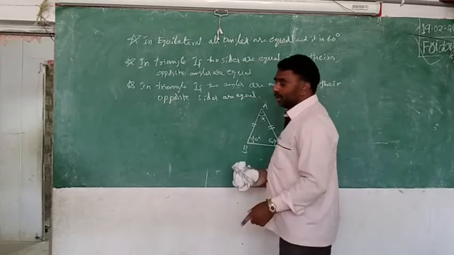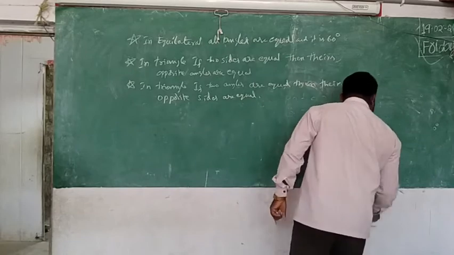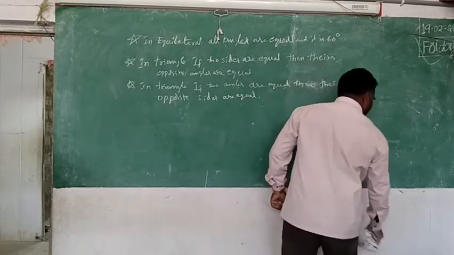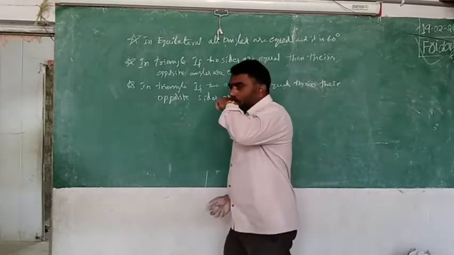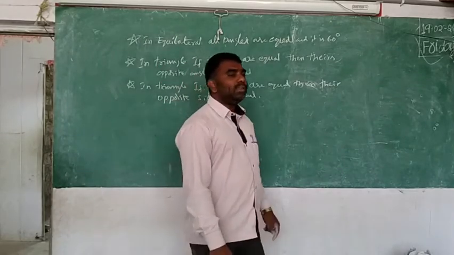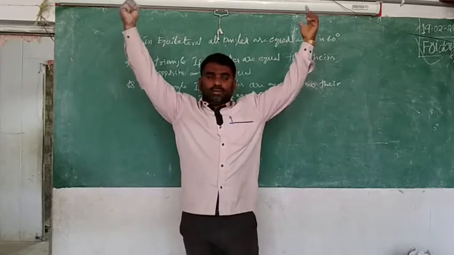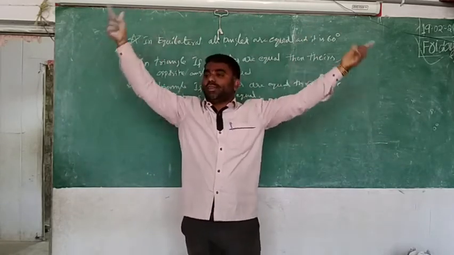You need to remember. And the last property is about the exterior angle property. Then, what is an exterior angle? Outside of the triangle. This is a triangle. Outside means where?